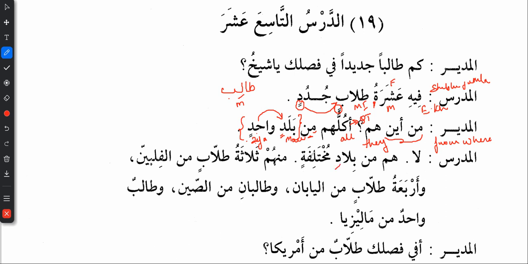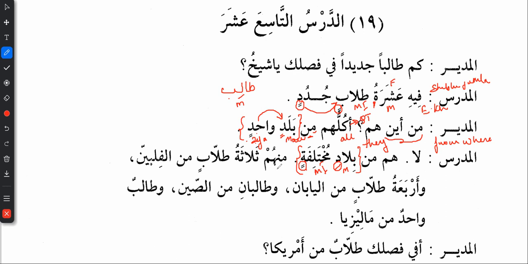Mukhtalifatin, this is also an idafa. As you can see, this is mudaf, single, and it is a kasratain. So this is a mudaf ilayhi. And here you can see this is carrying a single haraka, and this has a double. So the mudaf will always carry a single haraka. In this case, it's a nakira idafa. Minhum mukhtalifatin means they are from different countries. Bilad is the plural of balad. So they are from different countries.